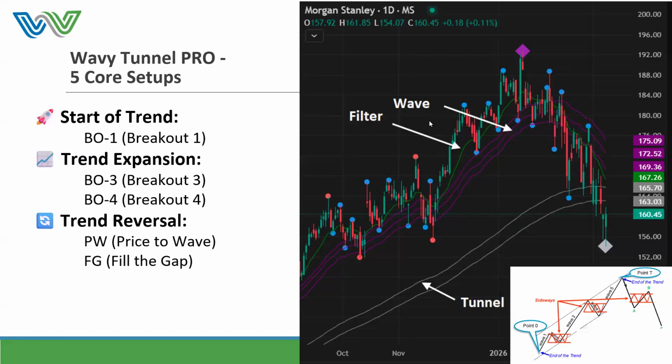So the breakout one is when the wave crosses the tunnel. My definition of an uptrend is when the wave is above the tunnel. Like that's what it is. So even if we are in this kind of a correction, let's say this is the bigger time frame, this is the daily. Oh, this happens to be Morgan Stanley. Funny.